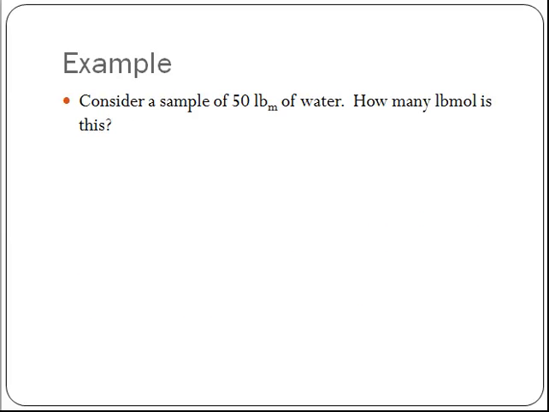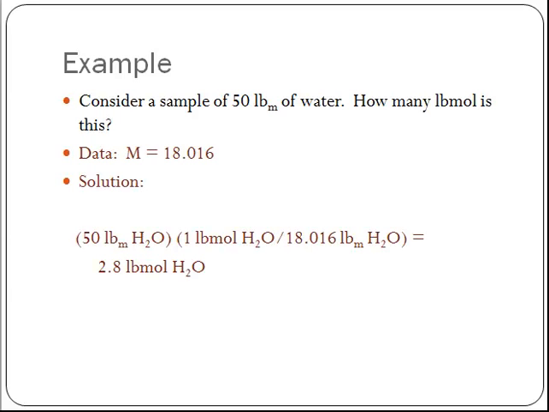So let's just take this, a 50-pound mass sample of water. How many pound moles is this? Well, the molecular mass of water is 18. Normally I think grams per mole, but now I want to use pound mass, so it's pound mass per pound mole. Therefore, I want to divide in order for my pounds mass to cancel. 50-pound mass of water divided by 18 pound mass per pound mole of water tells me that I have 2.8 pound moles of water.